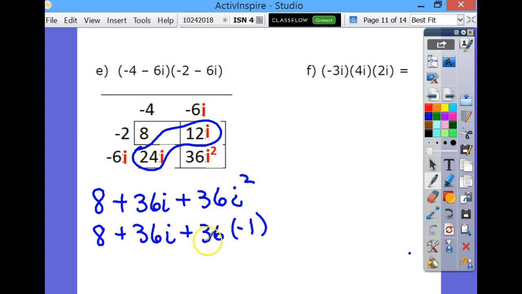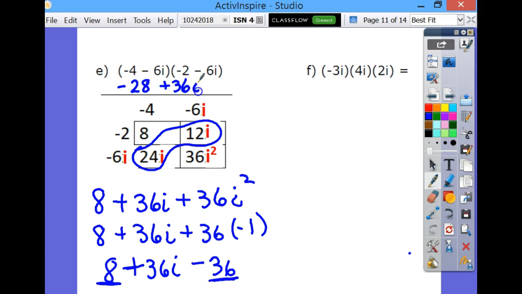Now what's that going to do with the 36? It's going to change it to a -36. Now am I done? No, I still have some like terms now. So I combine those like terms. I'm going to write the answer right here at the top. -28 plus 36i. When you have a complex number, part of it's real and part of it's imaginary, you put the i part last.